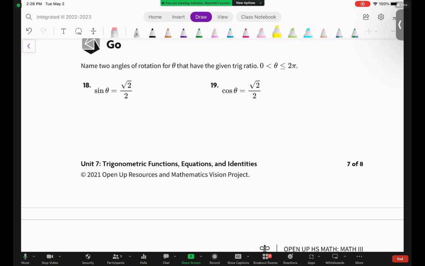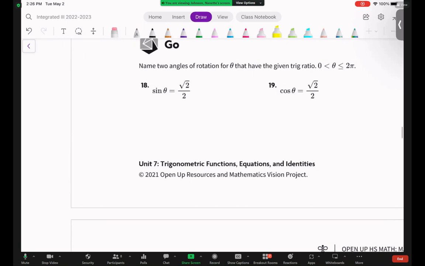By the time we get to 7.3, this will make a lot more sense. Okay. So this says sine of theta is root 2 over 2. So anybody have any idea? I think it has to do with this because of this?